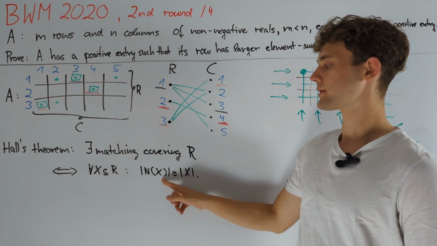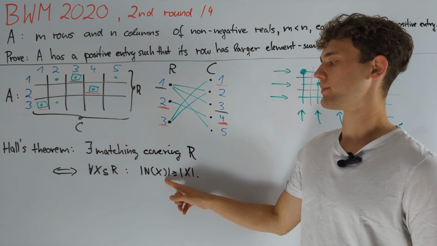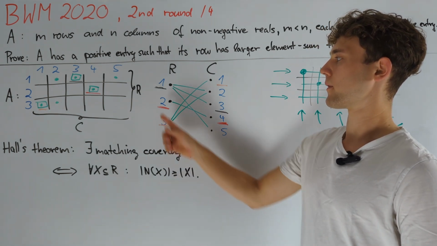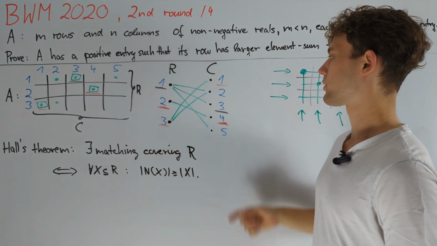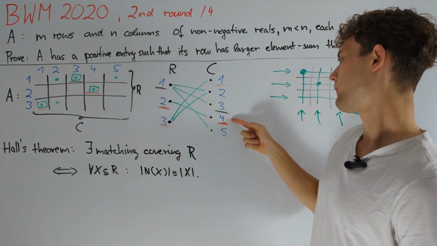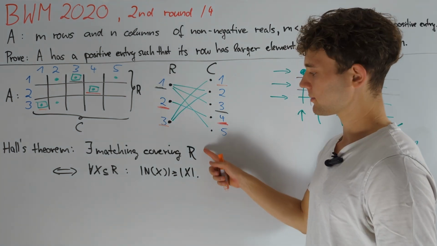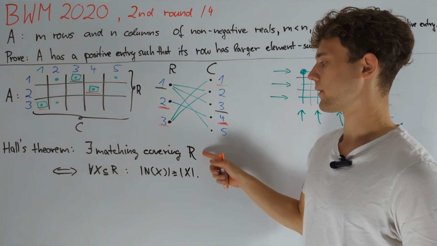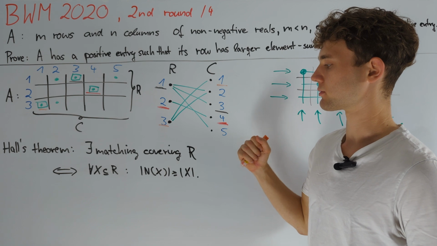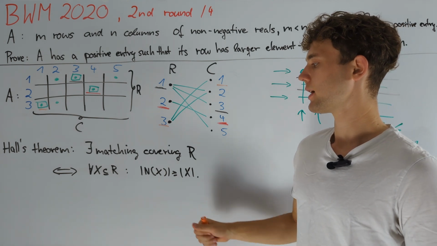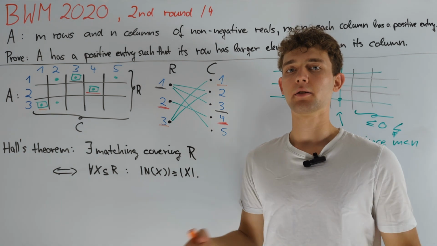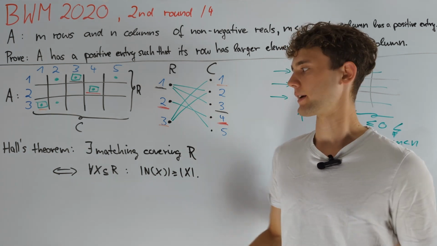Here, the neighborhood of x is the set of vertices reachable by an edge starting from x. For example, the neighborhood of rows 1 and 2 are columns 2, 3, 4, and 5. This implication from top to bottom in Hall's theorem is clear. If we can find such a matching, then we can just restrict ourselves to those edges and get a neighborhood of x exactly the size of x, and re-adding the remaining edges may just increase N of x.